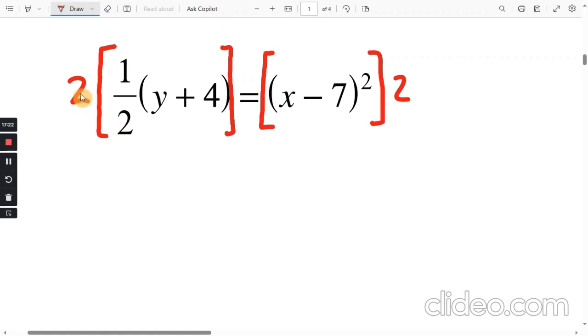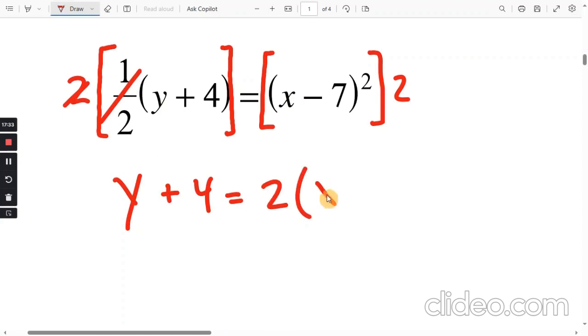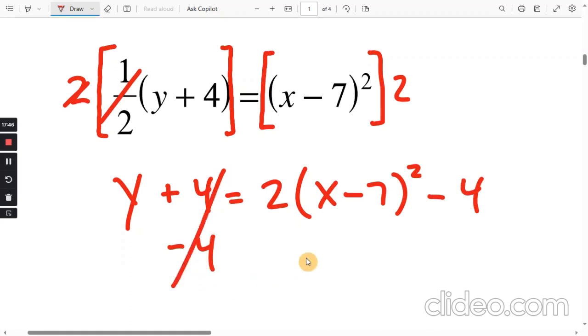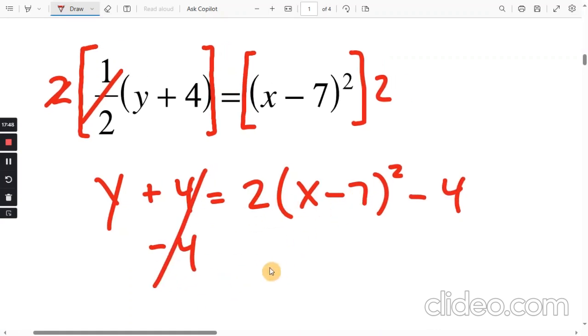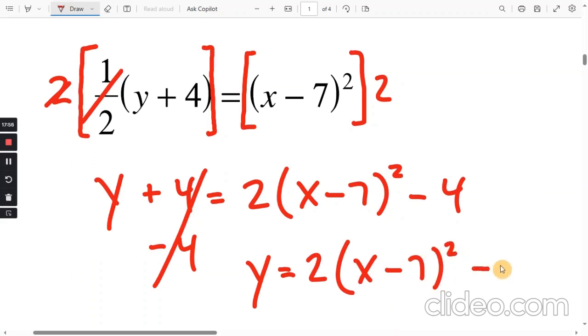So 2 times 1/2, that cancels. 2 divided by 2, we're left with 1 plus 4 equals 2 times x minus 7 squared. Okay, and then to get this in y equals form, we just do minus 4 on both sides. It cancels here. And y equals this mess right here. Really, you don't even have to rewrite it, but I'll just do it to make it neat. That's it.